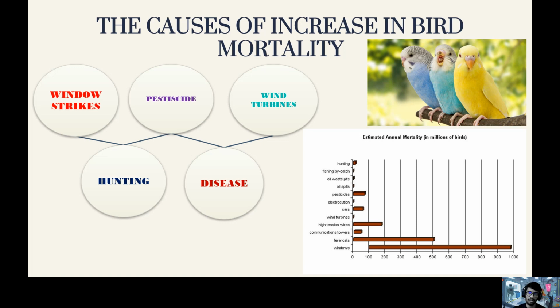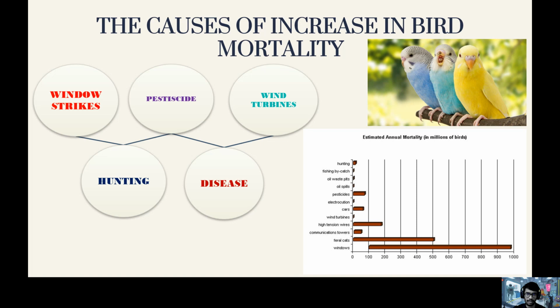So, in conclusion, the causes of increase in bird mortality are window strikes, pesticides, wind turbines, hunting, and disease, and adding more about the electrocutions.